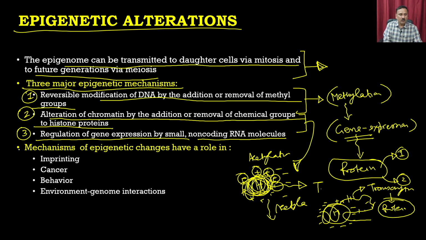And what is the role of these epigenetic changes? They are going to have a role in imprinting. They also have a role in the development of cancers. They also have a role in the behavior of an organism, and they are also going to change the environment-genome interaction, right?